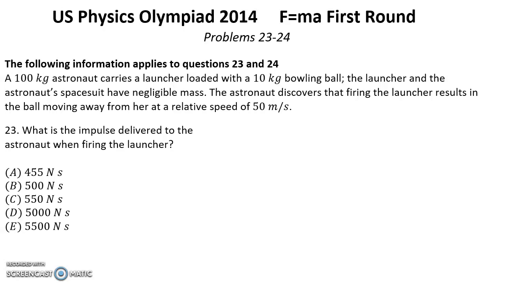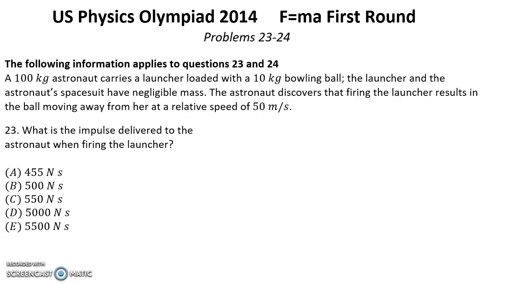Problems 23 and 24. The following information applies to questions 23 and 24. A 100 kg astronaut carries a launcher loaded with a 10 kg bowling ball. The launcher and the astronaut's spacesuit have negligible mass. The astronaut discovers that firing the launcher results in the ball moving away from her at a relative speed of 50 meters per second.